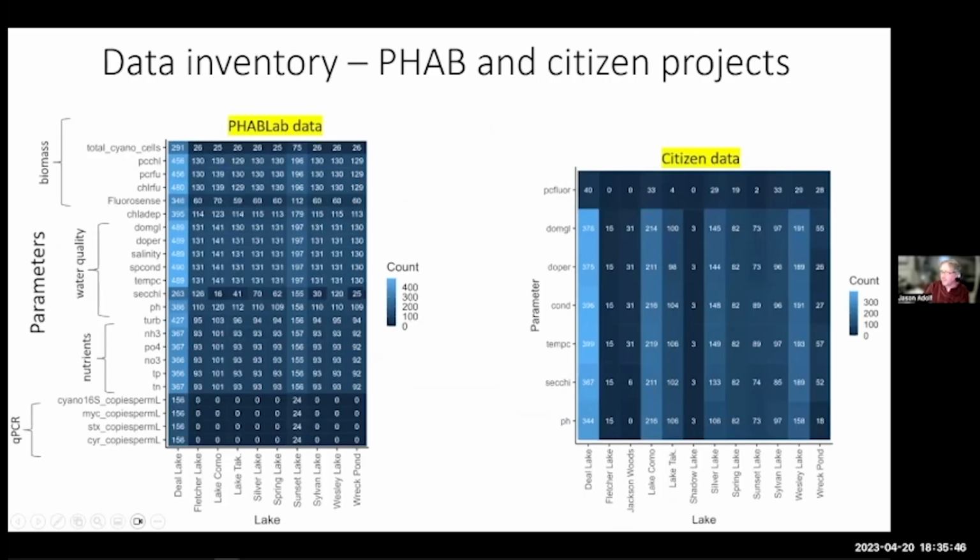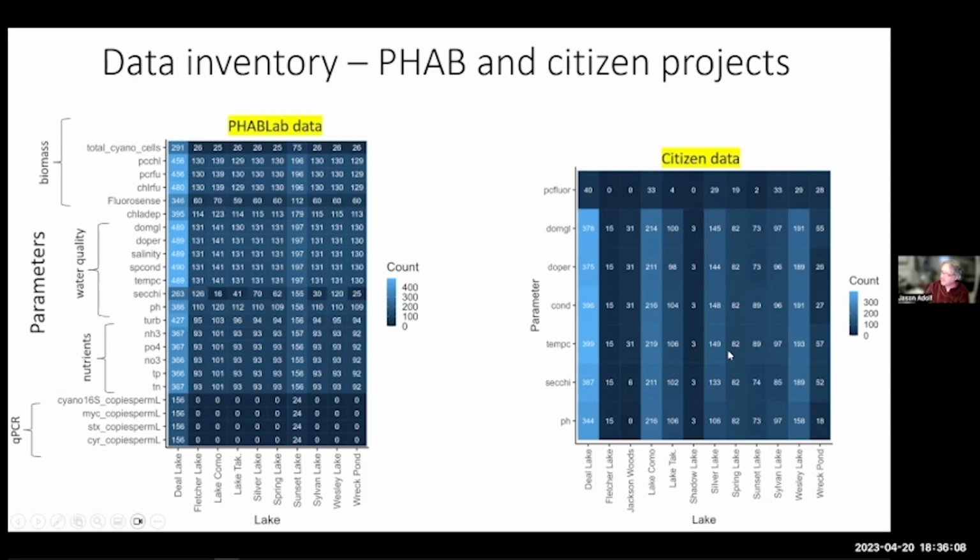And we have lots of data. I don't want to spend a lot of time on this. This is a matrix of all the parameters that we collect in my lab for each lake, and the number in the cell is how many samples we have for that parameter over the 4 years we've been sampling. You can see Deal Lake is leading the charge because we've gotten some extra funding to do extra sampling at Deal Lake because it's so complex and big.